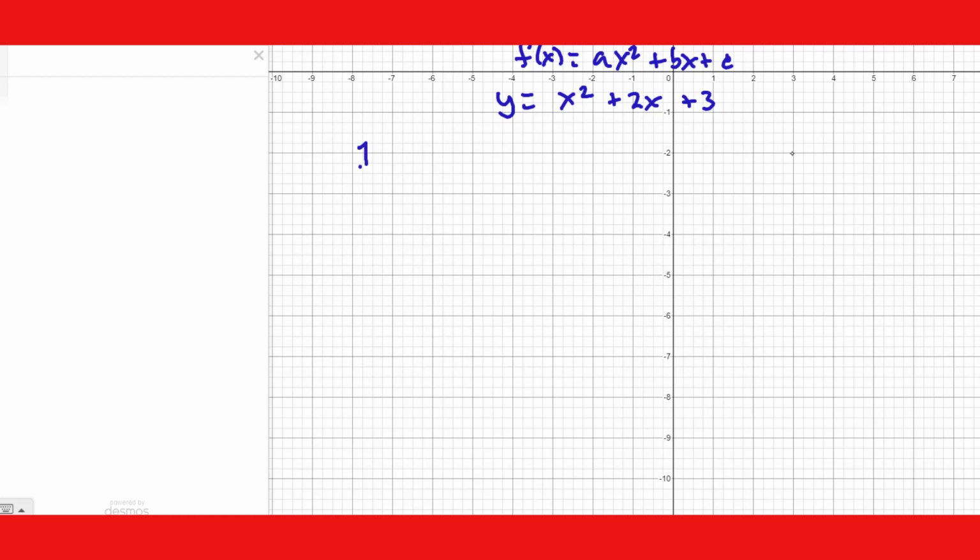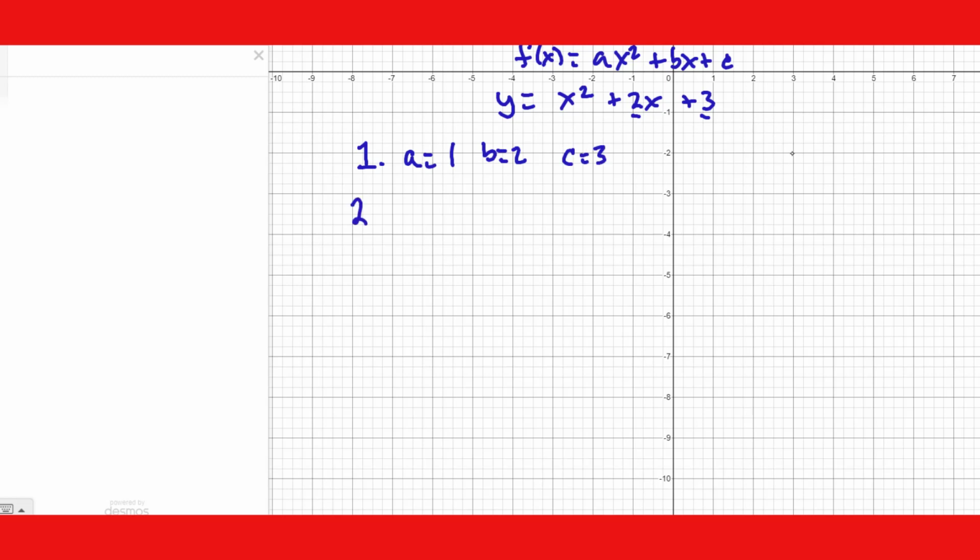So step number 1, we want to identify a, b, and c. So a is 1, right? If we don't have something in front of that x squared value, we're going to assume that's 1. B is 2, and c is 3. All right, so we've identified those.